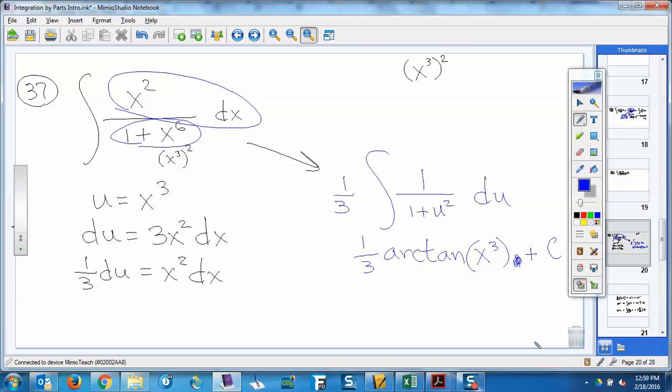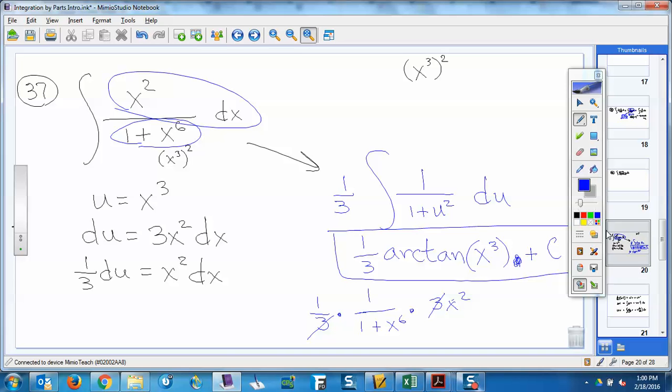And again, this is a nice one to check real quick. If we were doing this as a derivative, 1/3 would hang out. The derivative of arctangent is 1 over 1 plus the inside squared. x cubed squared is x to the 6th, times the derivative of the inside, which is 3x squared. Look at that, the 3's cancel. You end up with an x squared on top of 1 plus x to the 6th. Works out. Okay? So there is your answer.